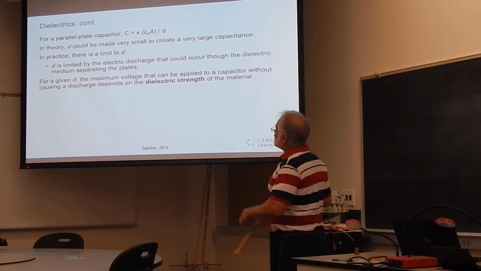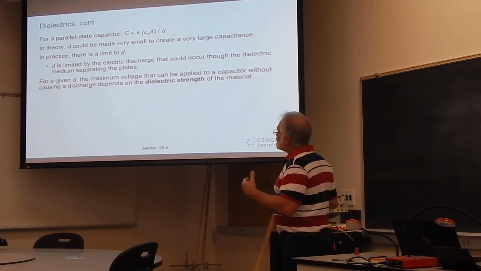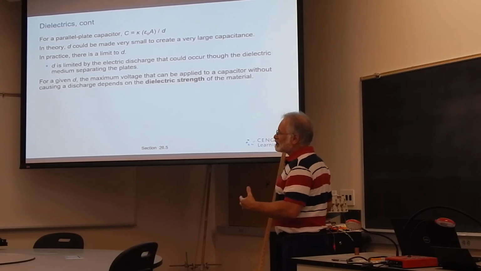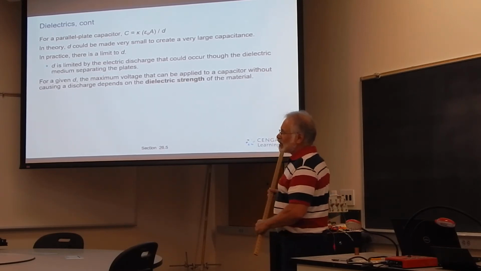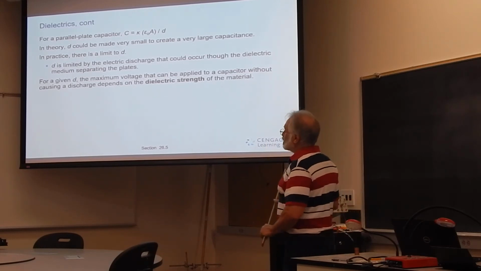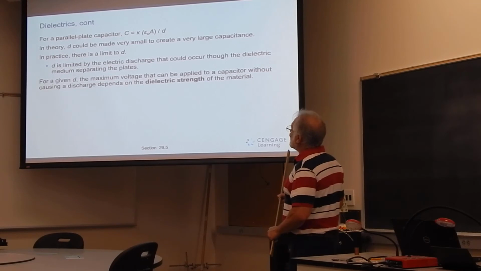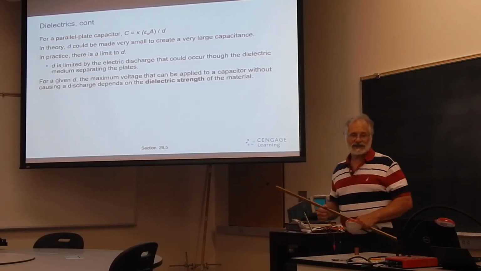And then, as we've said before, we can't make D too small, or we'll have an electrical discharge between the plates. We call it dielectric breakdown. And so the way that we can enhance the capacitor is by putting in a dielectric.